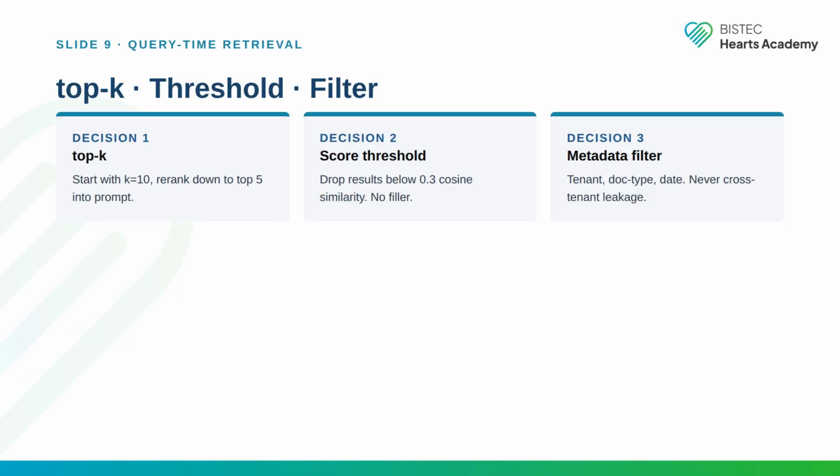Query-time retrieval has 3 decisions. Top K: start with 10 candidates, rerank down to 5 into the prompt. Score threshold: drop results below 0.3 cosine similarity. No filler. Metadata filter: always tenant, often document type, sometimes date range. Never leak cross-tenant results. The filter clause is more important than the vector similarity.